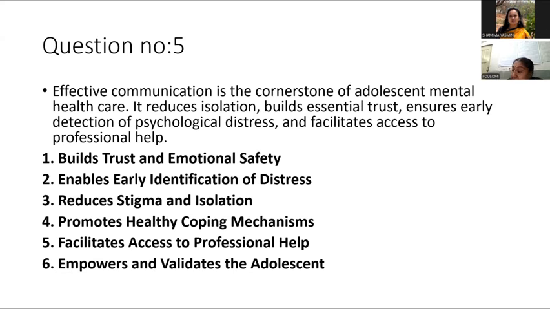Now, the second part was, explain the role of school and families for promoting positive mental health in adolescents. First, the importance of effective communication. You have to write 6 points, that is, builds trust and emotional safety, enables early identification of distress, reduces stigma and isolation, promotes healthy coping mechanisms, facilitates access to professional help, empowers and validates the adolescent. So under each point, you can elaborate them by 1 or 2 lines. I have mentioned the 6 main points, which you should also mention.